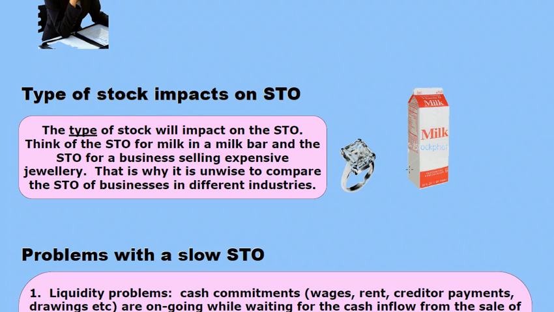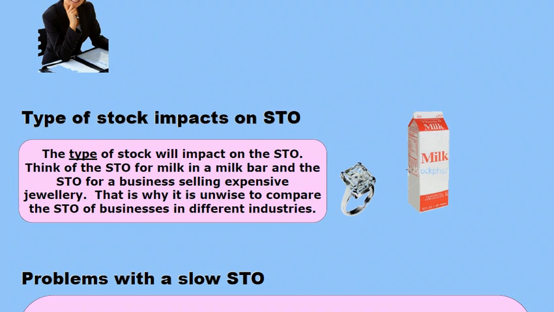And that's why it's very unwise to compare the stock turnover of different businesses, that is businesses in different industries. It's best to look at the stock turnover over time in the same business. The trend is the most important, and most businesses would look for a more rapid stock turnover over time, that is less days, as a favourable trend.